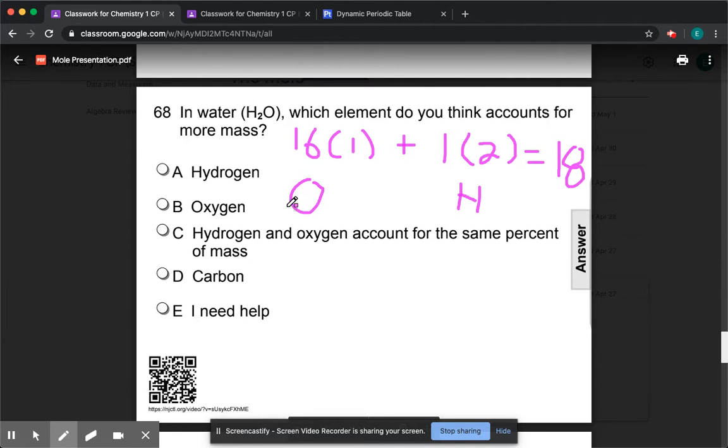Which one provides more mass? The answer would be the oxygen. The oxygen gives you 16. The hydrogen only gives you 2. So oxygen accounts for more of the mass.